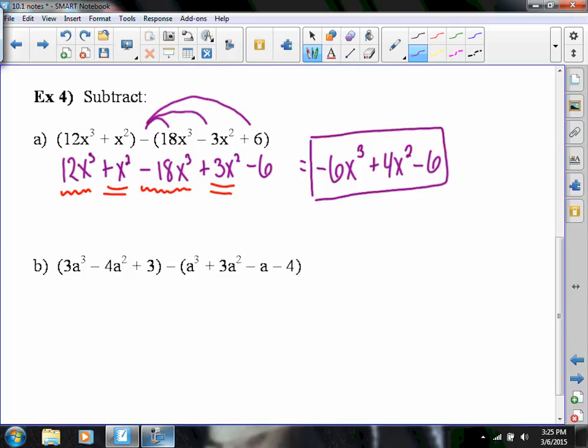Okay, now notice this polynomial, I get a trinomial for an answer. So I was adding a binomial and a trinomial, and I got a trinomial. And there's also a term missing. There's no x term, so there could be a plus 0x written in here too.